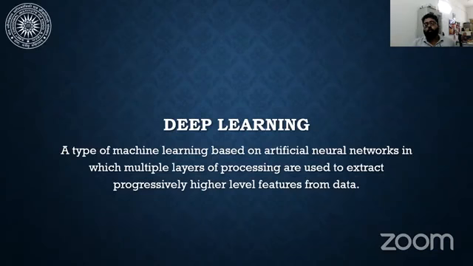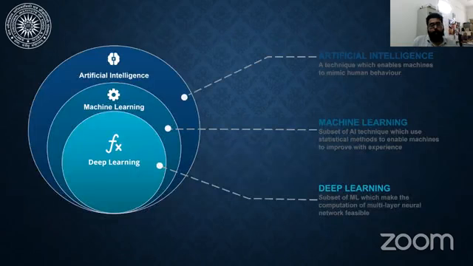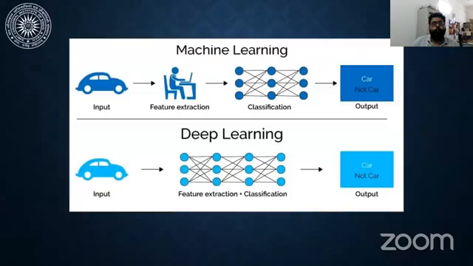And then moving on to deep learning. So what is deep learning? It is a type of machine learning based on artificial neural networks in which multiple layers of processing are used to extract progressively higher level features from data. And as we can see, deep learning is a subset of machine learning, right? And machine learning is a subset of AI. Here we can see in the image that feature selection or feature extraction is not explicitly present in deep learning. It is present, but it is inside the layers.